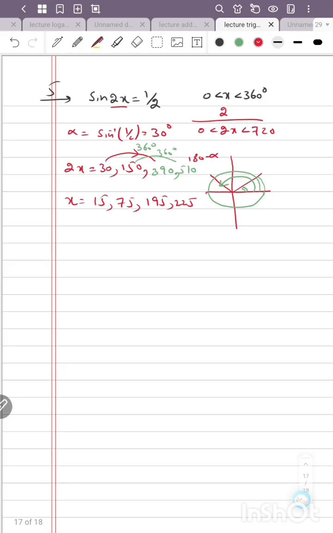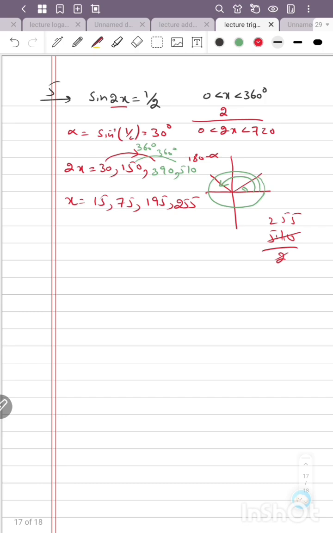Now we move forward, and we check once more: 510 divided by 2. Sorry, dear student, this is 255. The answer is 255. Okay, this is our answer.